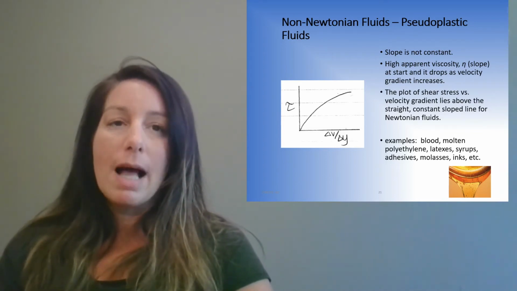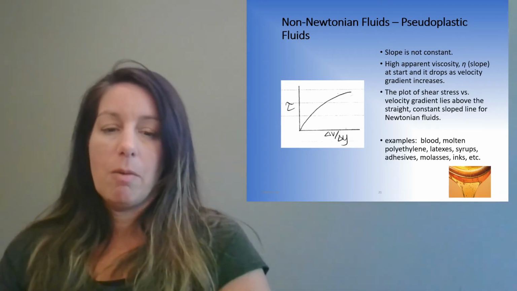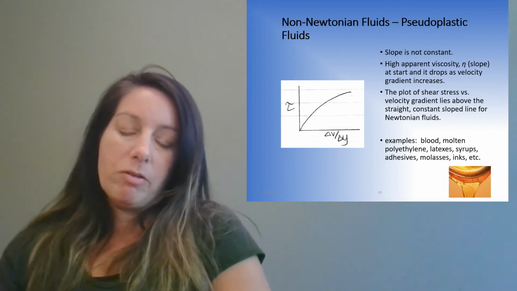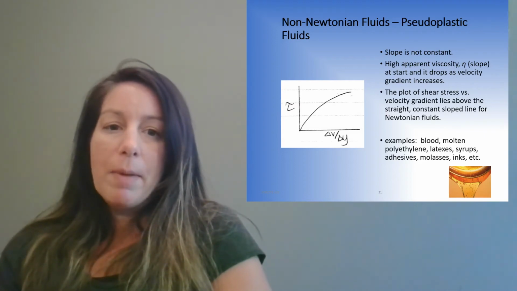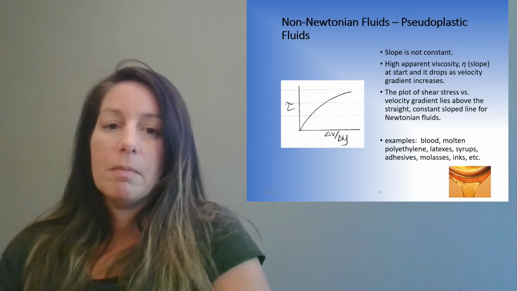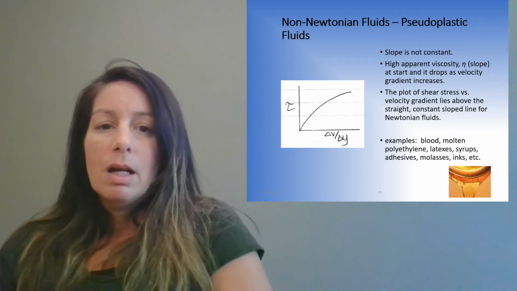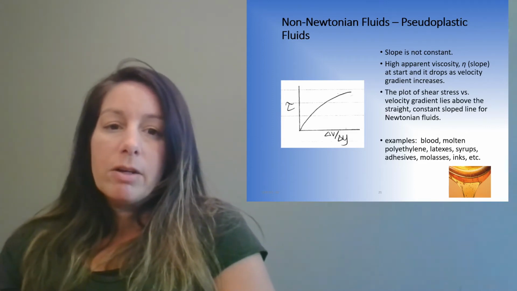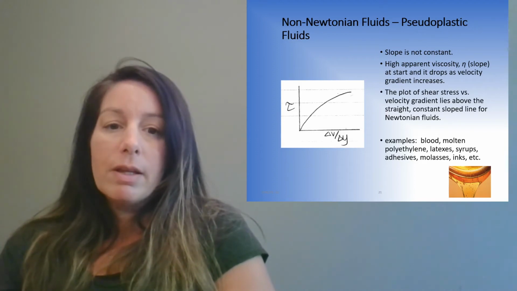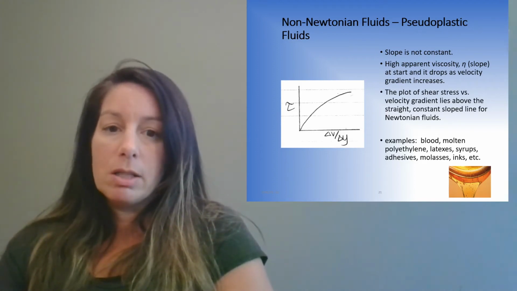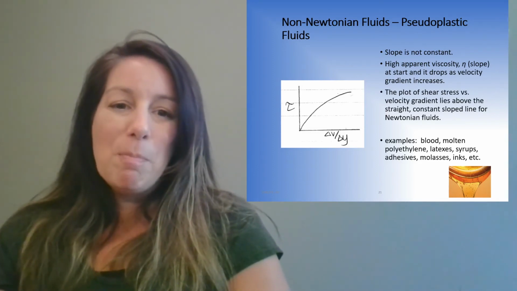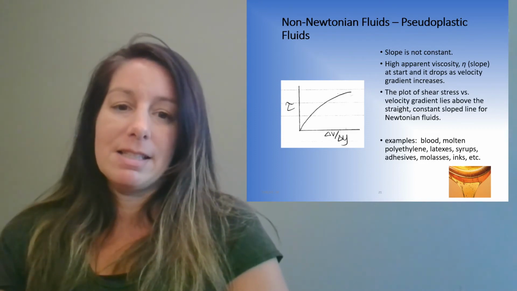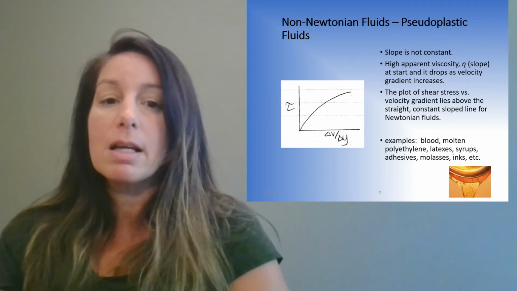Pseudoplastic fluid. Here we've got the graphical representation, shear stress over velocity gradient. The slope isn't constant. It's high apparent viscosity at the start and drops as the velocity gradient increases. If you plot the shear stress versus the velocity gradient, it lies above the straight constant slope for the Newtonian fluids. Examples: blood, molten polyethylene, latexes, syrups, adhesives, molasses, inks.